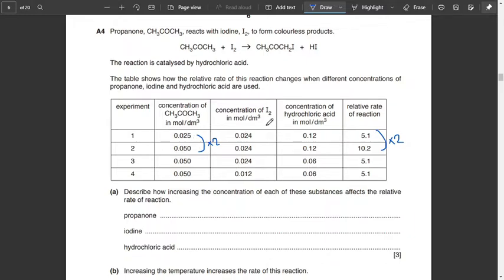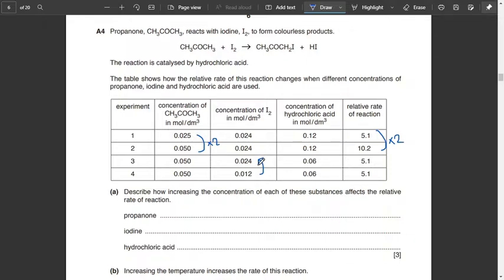Moving on to iodine. Here it is getting doubled because of propanone, so we'll go to the second and third step to determine about iodine. As you see here, there is no change, yet it has changed over here. So we are going to ignore this part. We are going to see between which two reactions the concentration of iodine has been changed.